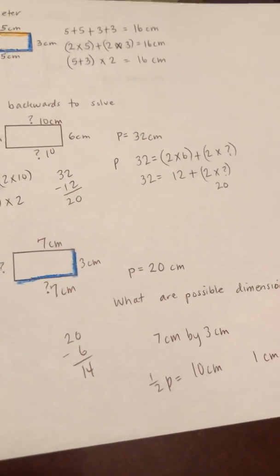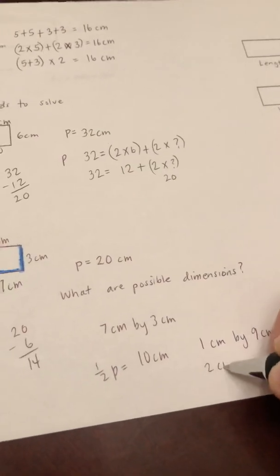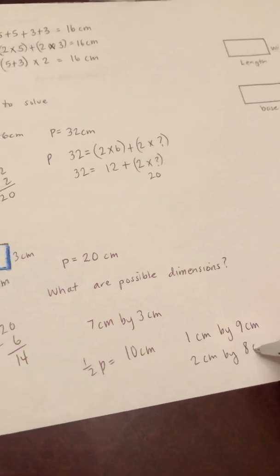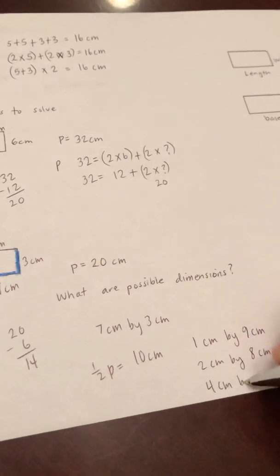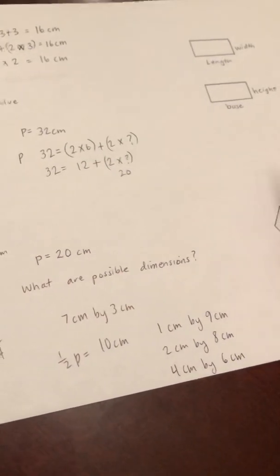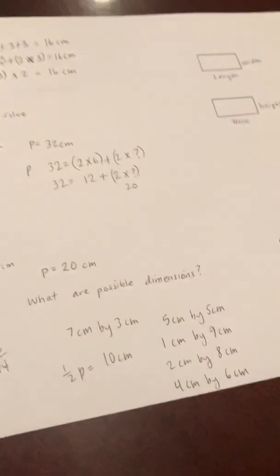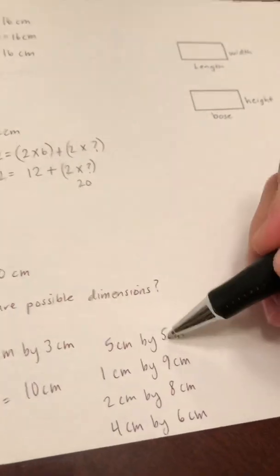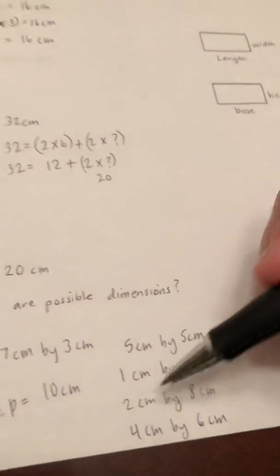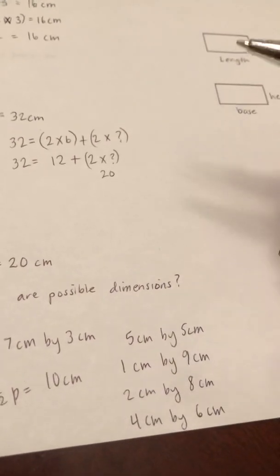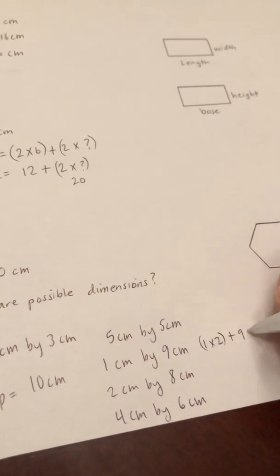I could also do a 1 centimeter by 9 centimeter. I could do 2 centimeters by 8 centimeters. I already did the 3 by 7. I could do a 4 centimeter by 6 centimeter, and kind of ran out of room here, and a 5 centimeter by 5 centimeter. So I went through and added all those up. That's 5 plus 5 is 10, and 10 doubled is 20. 1 plus 9 is 10, 10 doubled is 20. 2 plus 8 is 10, 4 plus 6 is 10. Okay, if you don't like it that way, you could do 1 times 2 plus 9 times 2.